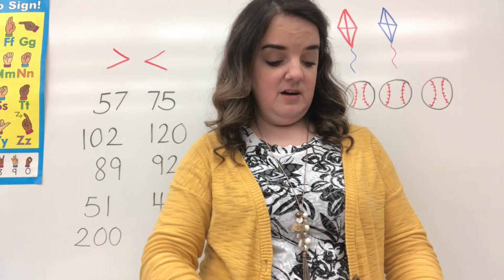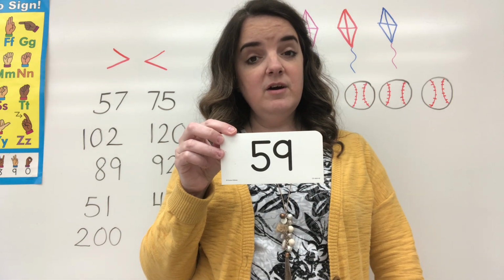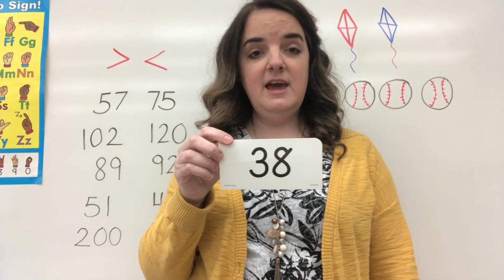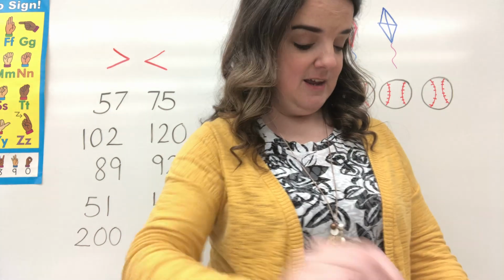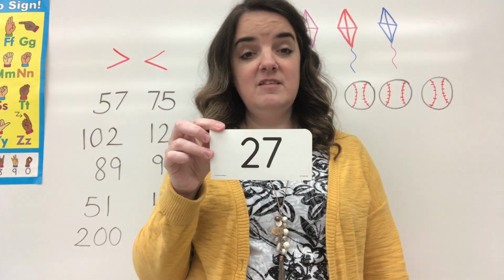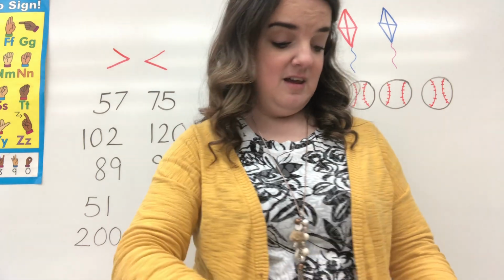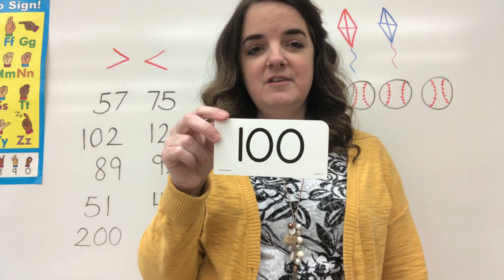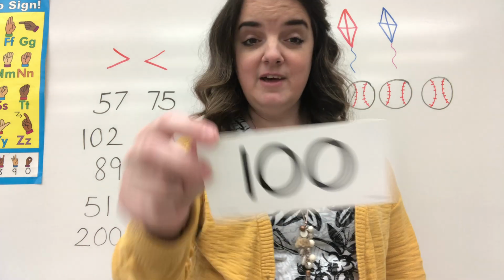Okay, let's see here. 59. Think about it. Look at the number in the ones place. And the correct answer is odd. Okay. 38. Even or odd? Correct answer, even. 27. Is this even or is this odd? Correct answer is odd. Ooh, what about 100? Ooh, 100, that's a big number. Is 100 even or is it odd? Give you a second to think about it. The correct answer is even.